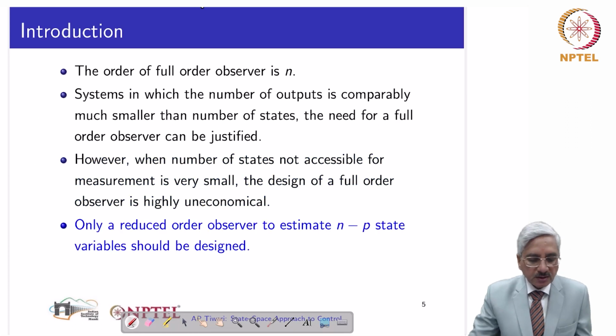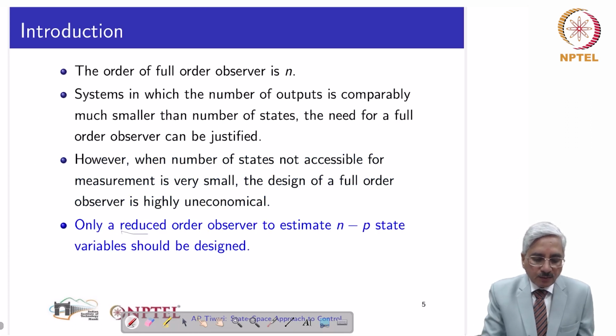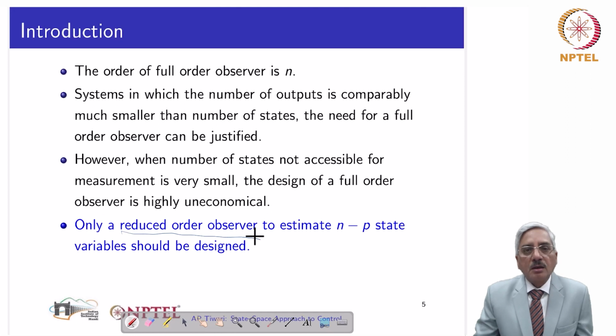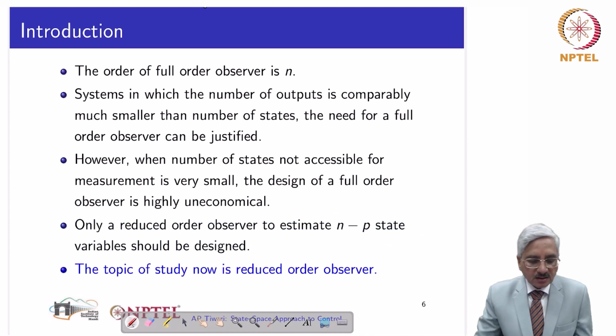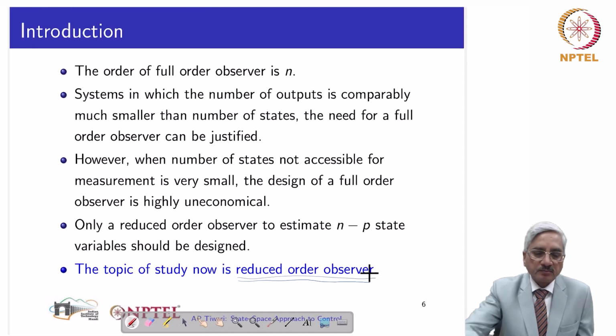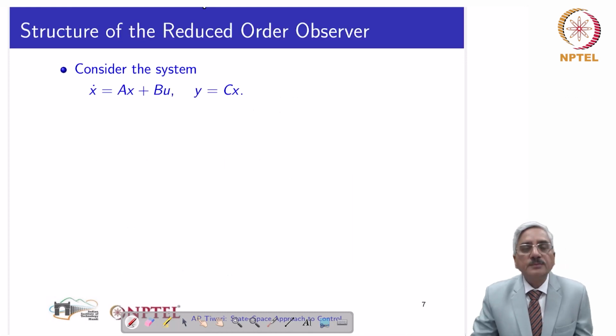In such a situation, we go for what is called a reduced order observer, and it is designed only to estimate those n minus p state variables which are not accessible. And the topic of discussion, as I said in the beginning, now is the reduced order observer. Let us proceed ahead and see.